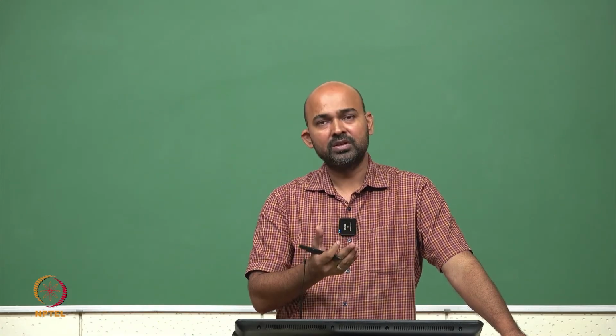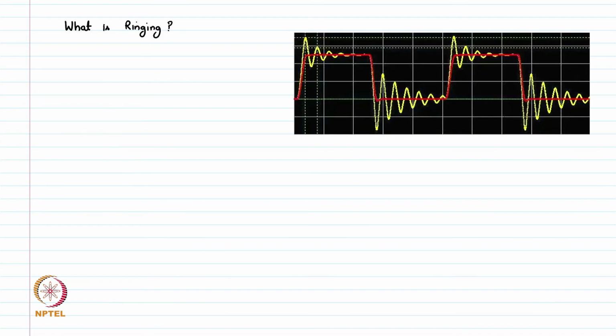So let's see in graphical view how a reflected wave or this ringing happens and how it looks in a system. So let's define what is ringing. So for example, we have a signal which is shown here by red color.